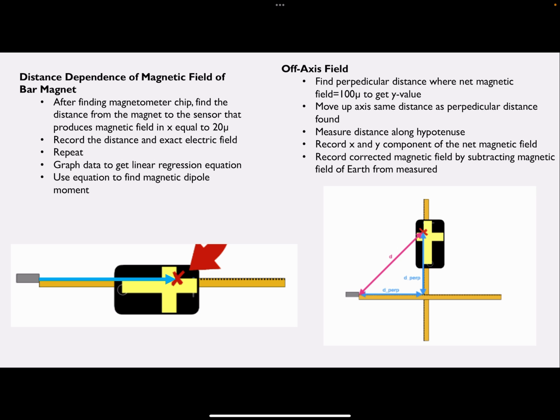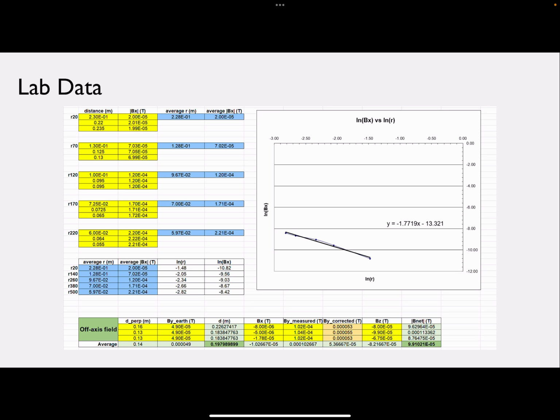The first part of this lab, for the on axis, we found the magnetometer chip and we found the distance from the magnet to the sensor that produces the magnetic field in X that we were looking for. So this value changed. We recorded the distance and the magnetic field, and we repeated that multiple times. We graphed the data to get a linear regression equation, and we used that equation to find the magnetic dipole moment. For the off-axis field, we found the perpendicular distance where the net magnetic field was equal to 100 to get the y value, and then we moved up the axis the same distance that we had just found and measured the distance along the hypotenuse and recorded the x and y components of the net magnetic field and the corrected as well. So this is the data for that.